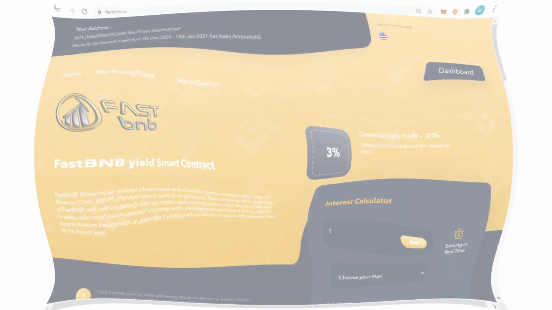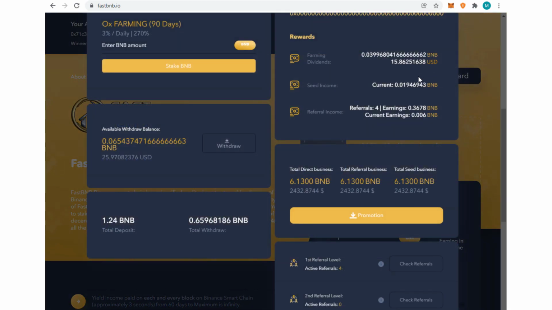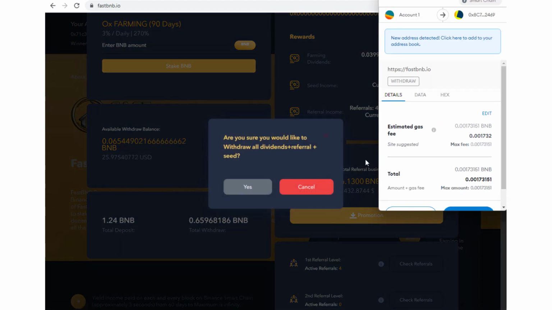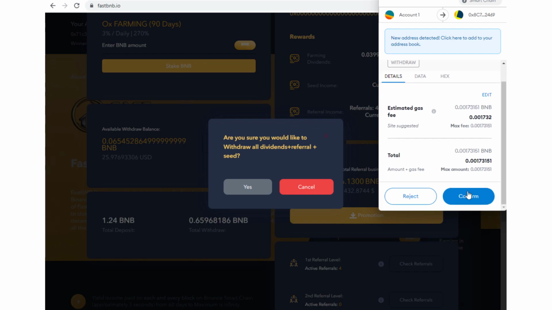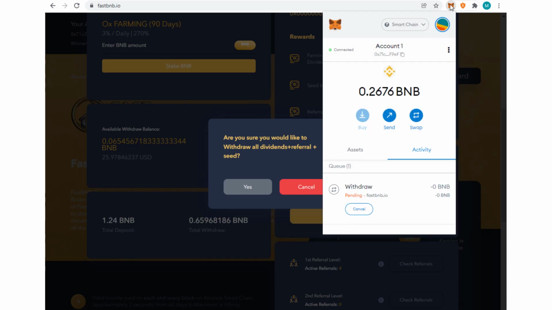Okay, so I come to the FastBNB website and click on dashboard. My account is already connected, and I see on this account I have put 1.24 BNB deposited, and right now I can withdraw about $26. So I'm gonna hit withdrawal, click on OK. I see the gas fee, it's 2 zeros, so that's good. Click on confirm. Let me go back again and see what's the status.